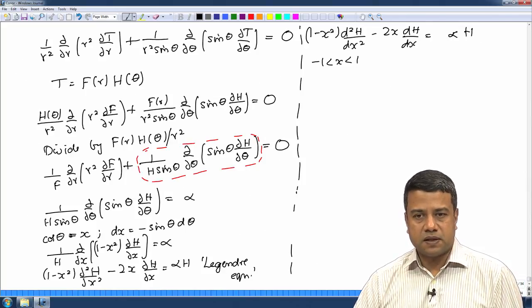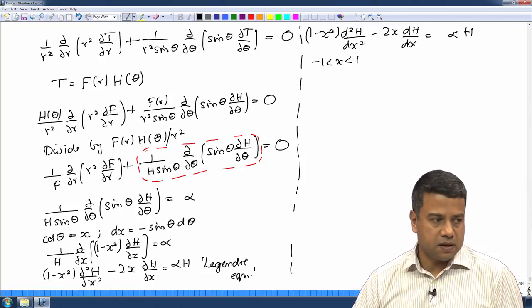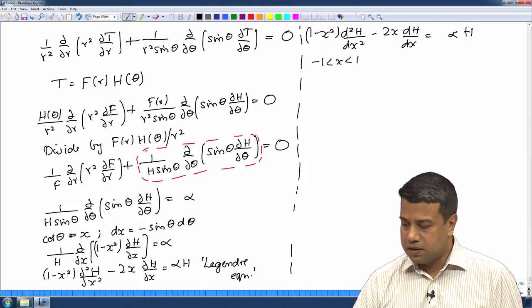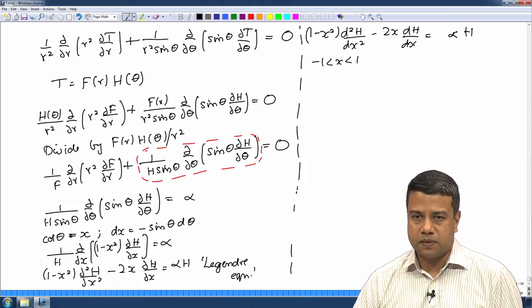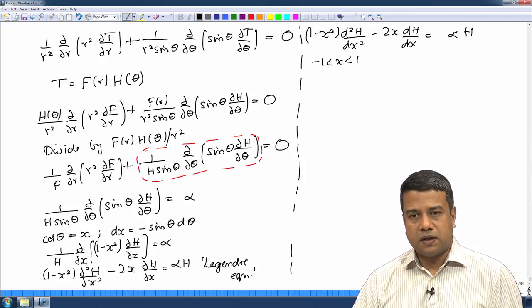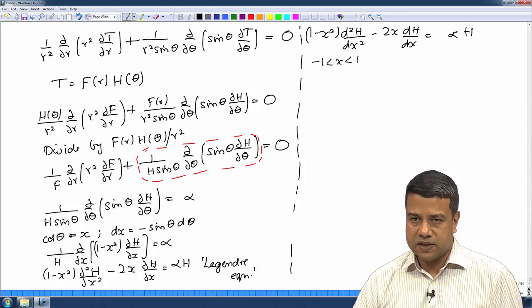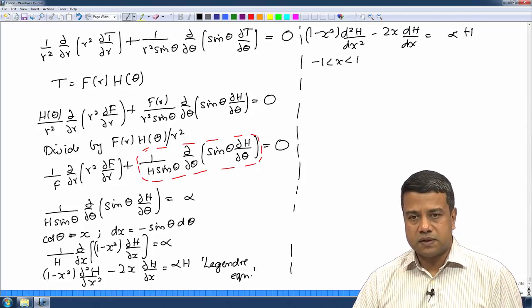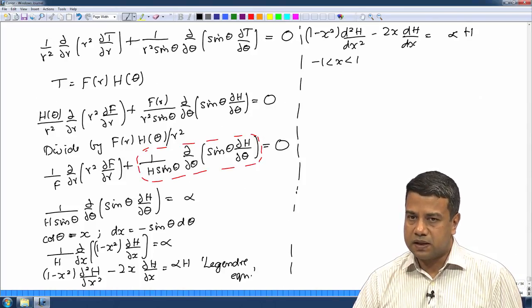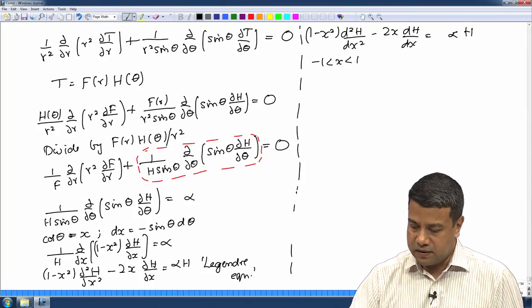In this particular case, there are no physical boundaries. There are, however, coordinate boundaries. The coordinate boundaries are at x equal to plus and minus 1. If you recall, in the case of a Cartesian coordinate system, there were physical boundaries. On those physical boundaries, we required that the temperature has to go to 0, and that gave us a very specific form for these eigenfunctions.